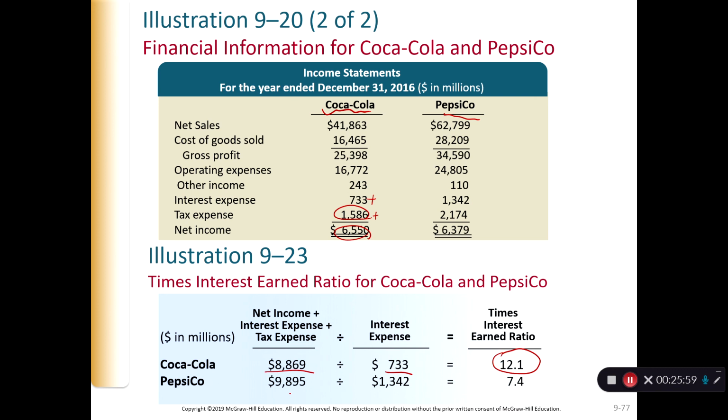And Pepsi, on the other hand, because remember they have a high leverage, therefore their net income plus the tax expense plus interest expenses is 9,895 dividing the interest expenses. Their times interest earned ratio is less than Coca-Cola. Makes sense because Pepsi has a higher leverage than Coca-Cola.